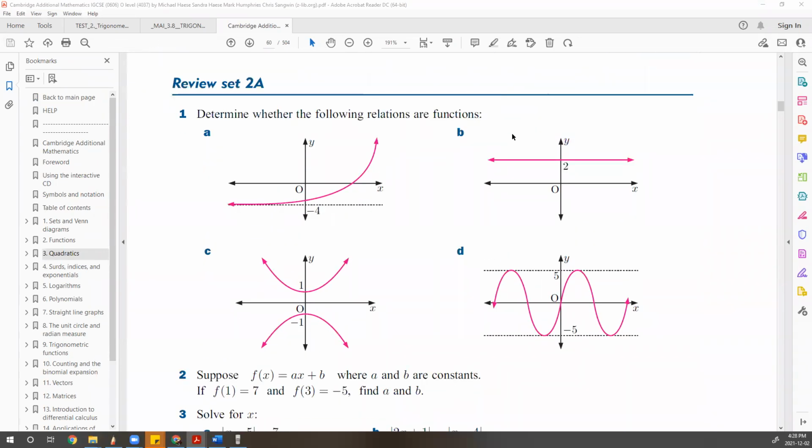How do you do this? Remember, you have to deal with the vertical test. If they have 2 points at one part, it is not a function. It's a pure relation. For A, it is a function. Why? Because when we do the vertical test, we don't have the same value of x, right? So everything is unique. Unique x. Okay, this is a function.